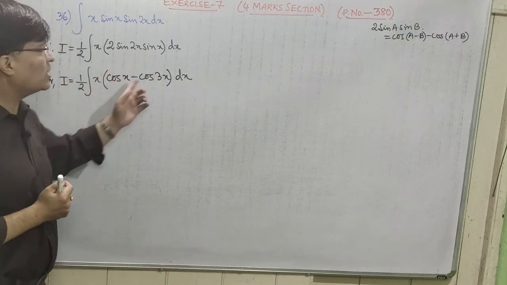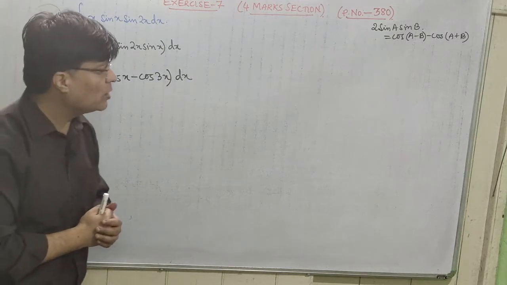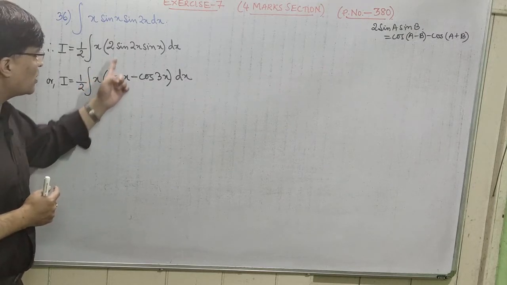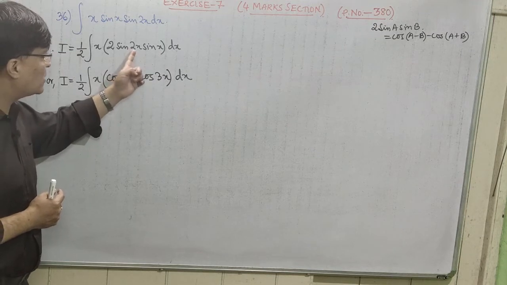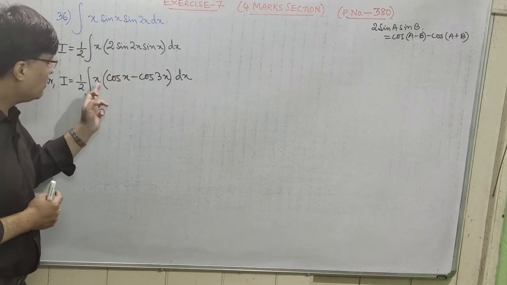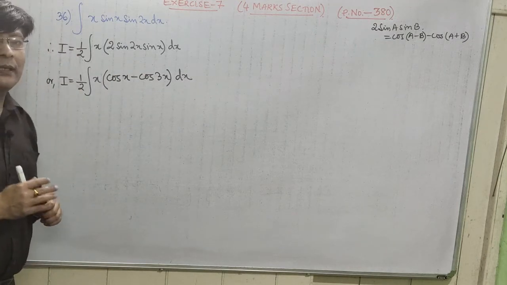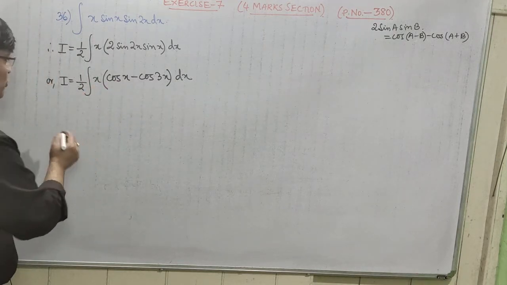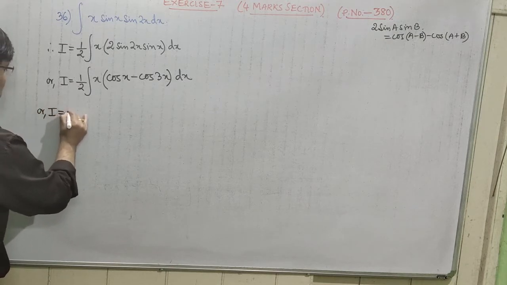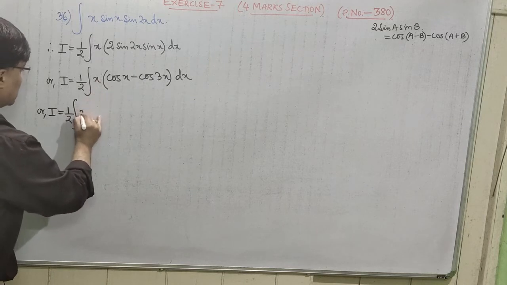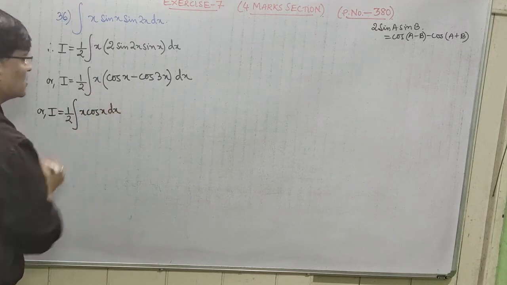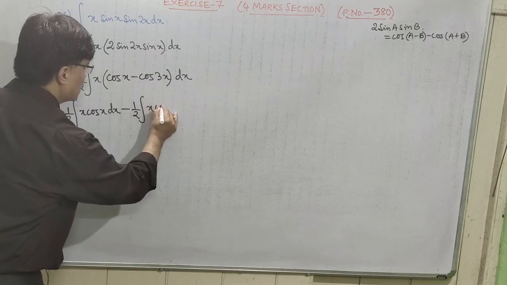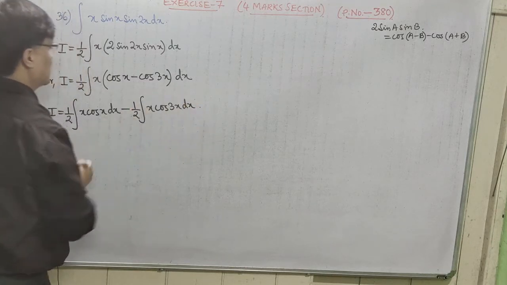Is that clear? So we are using the formula of 2 sin a sin b, which is equal to cos of a minus b minus cos of a plus b. So in this case we have cos of 2x minus x is x, minus cos of a plus b, 2x plus x, is cos 3x. Now we can multiply these two expressions and separate the integral sign and dx also. Okay. Or I is equal to half integration of x cos x dx, right? Then minus sign is there. Again it is half integral x cos 3x dx.